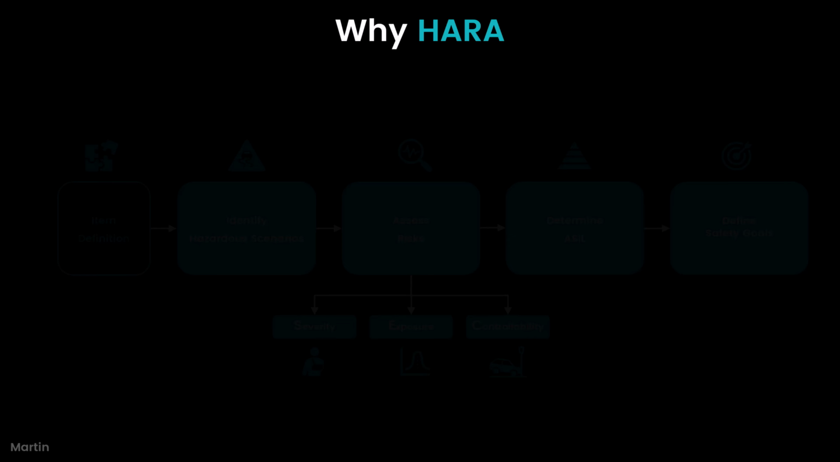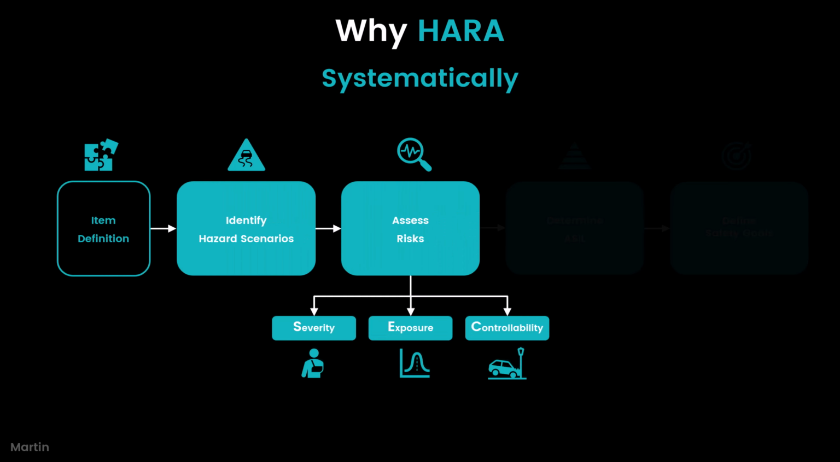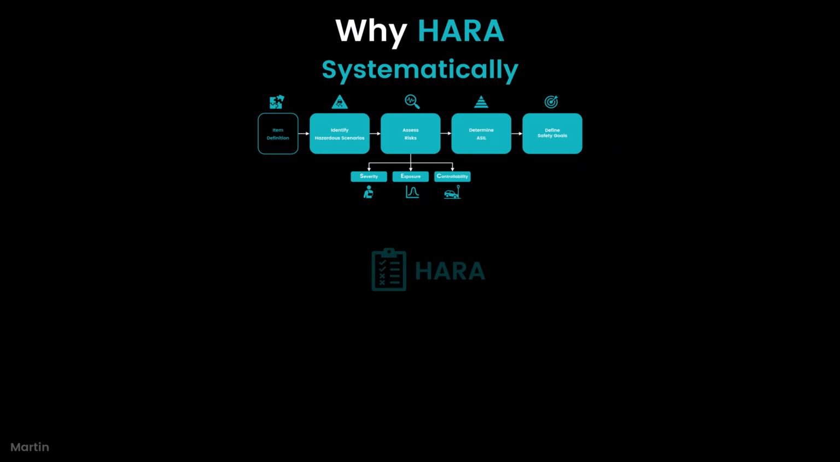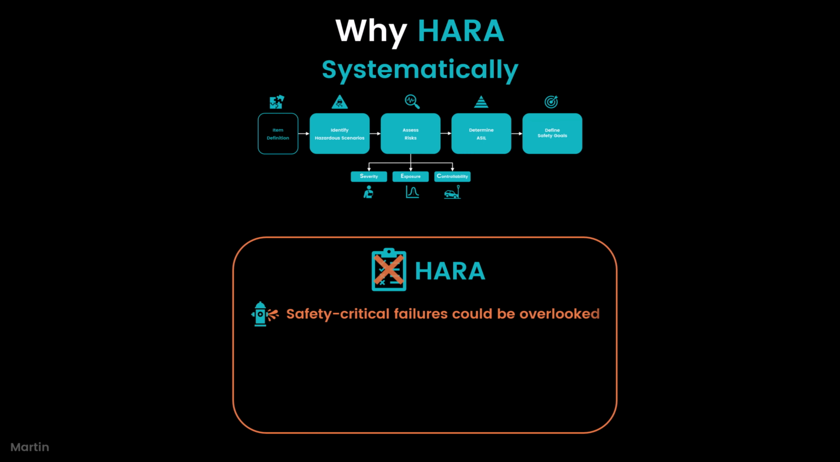HARA is a must in ISO 26262, as it provides a structured process to identify hazards, assess risks, determine ASIL, and define safety goals. It serves as the cornerstone of the functional safety lifecycle. Without HARA, safety-critical failures could be overlooked. We cannot claim compliance or prove the system is acceptably safe. And it's also relevant to development cost, since higher ASIL levels require more rigorous and more expensive processes and safety mechanisms. We will explore this topic later in the session.